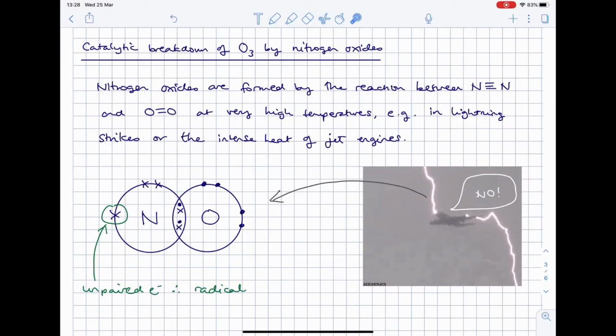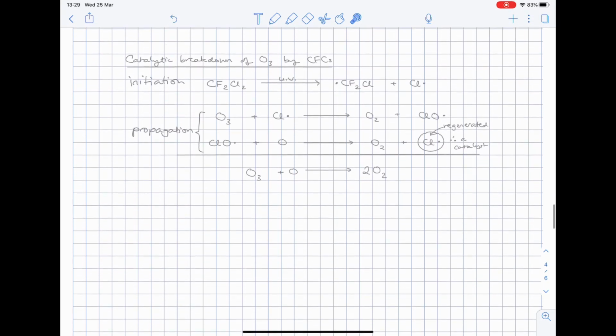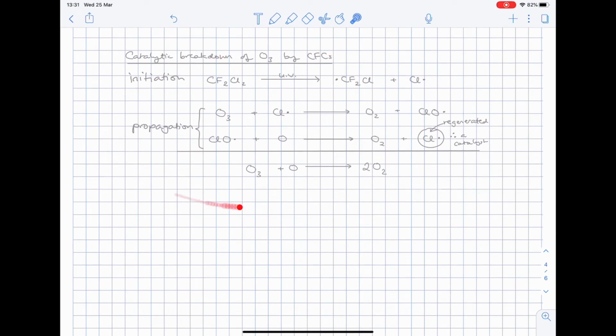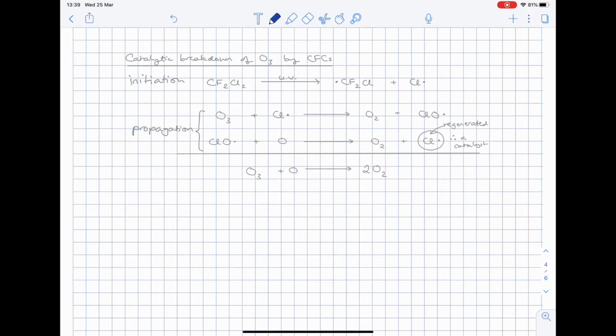We're going to look at the radical substitution mechanism for this reaction. We're going to skip the initiation as the radicals are produced by physical processes. I've copied here the mechanism by which ozone is broken down by CFCs, because the nitrogen oxide breaks down ozone in a very similar propagation step. As I've said, I'm going to skip the initiation step as the nitrogen oxides are produced by physical processes. So we're only going to draw the propagation steps for the breakdown of ozone by nitrogen oxides.